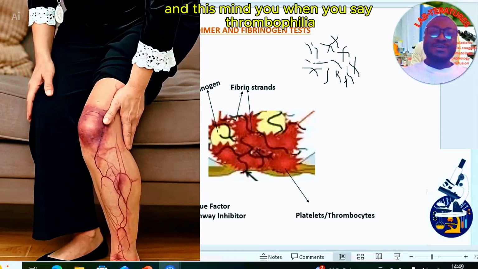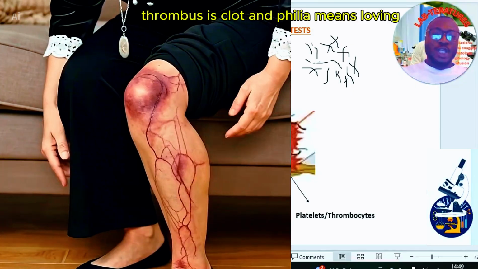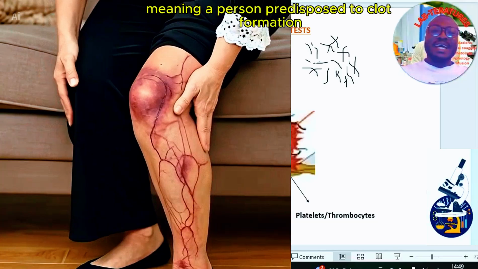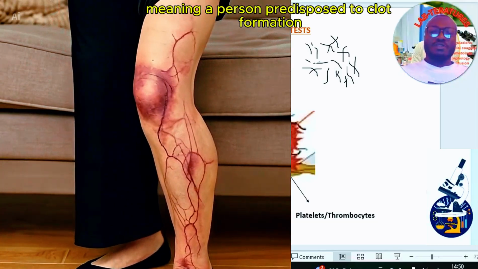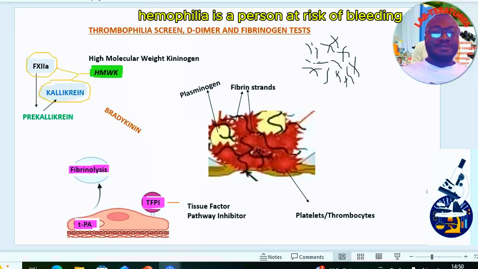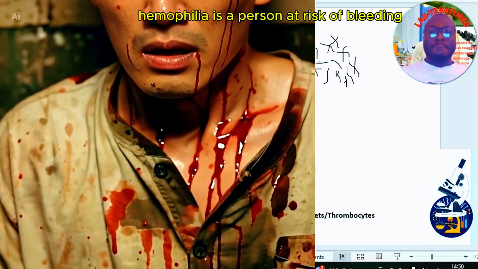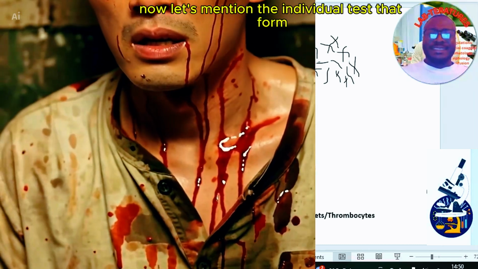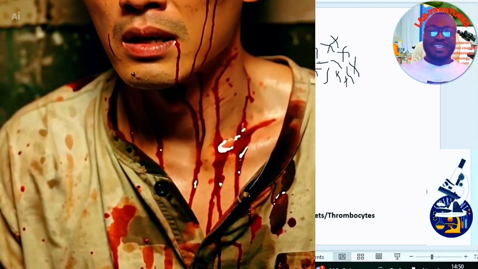And just mind you, when we say thrombophilia, thrombos is clot and philia means loving, meaning a person predisposed to clot formation. It's different from hemophilia. Hemophilia is a person at risk of bleeding. Now let's mention the individual tests that form the thrombophilia screen.